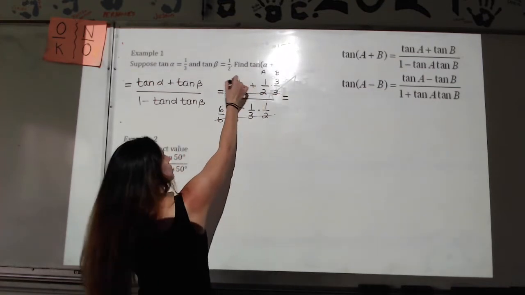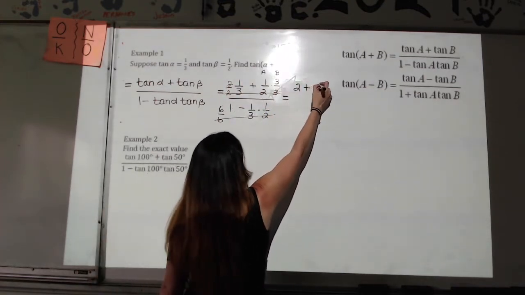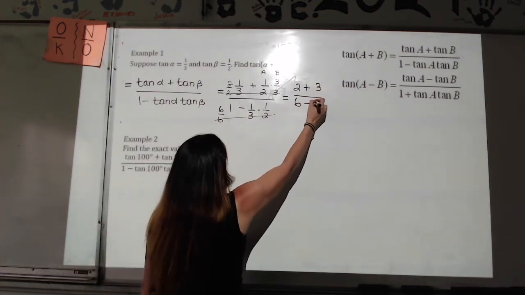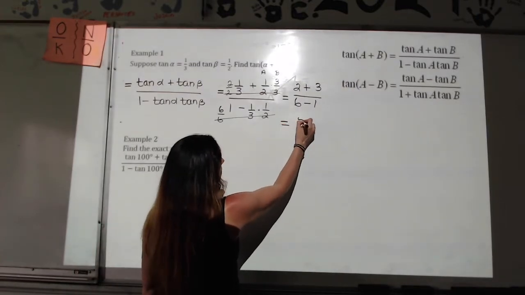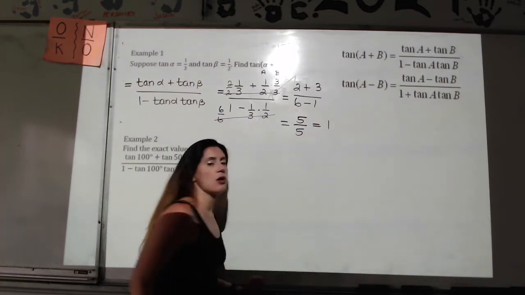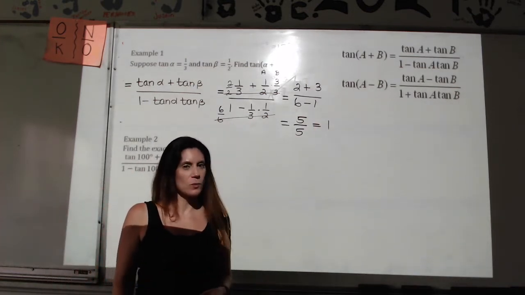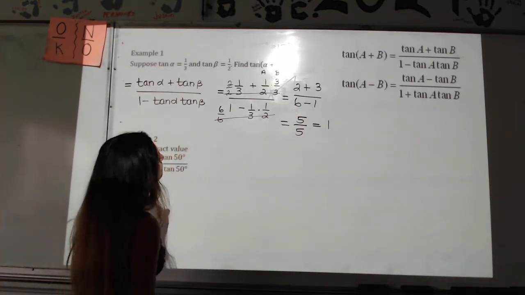And so what's left is the numerator. 2 times 1 is 2, plus 1 times 3 is 3, over the denominator, 6 minus 1. They multiply out to 1. And when you simplify, you get 5, in this case, over 5, which does reduce this whole thing to a 1. They don't all reduce to a 1. That's kind of nice that this one worked out. If it reduced to a fraction, you'd leave the fraction as is.